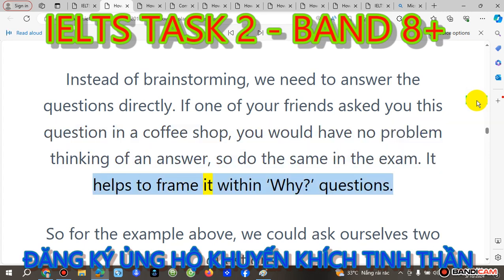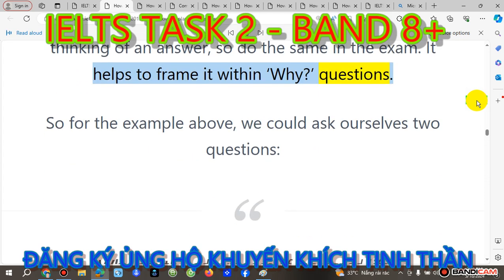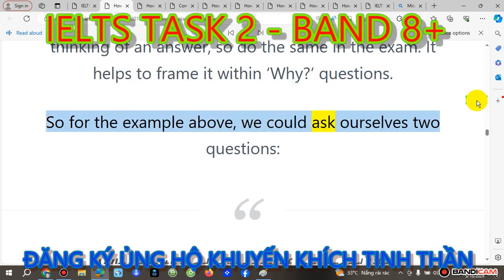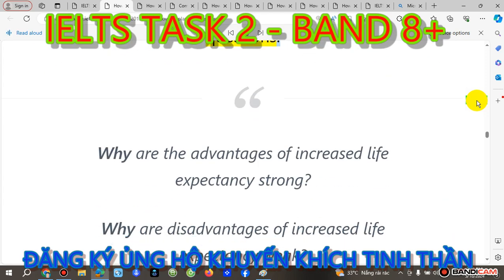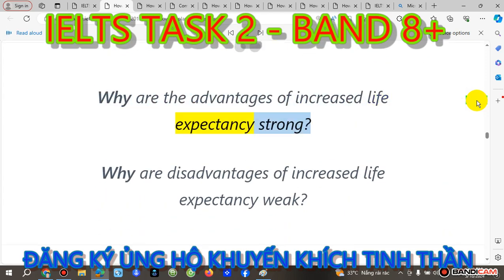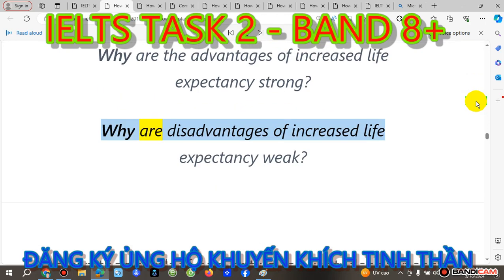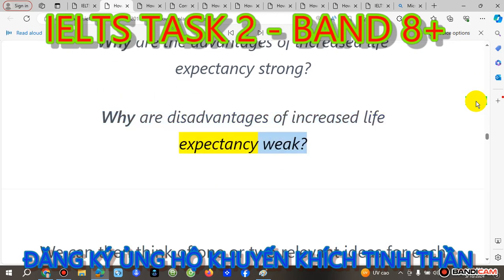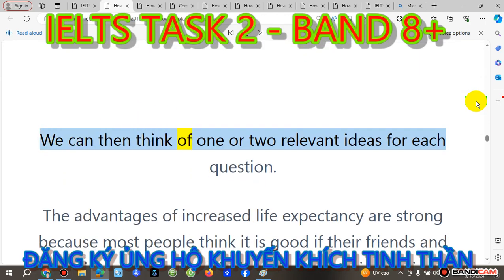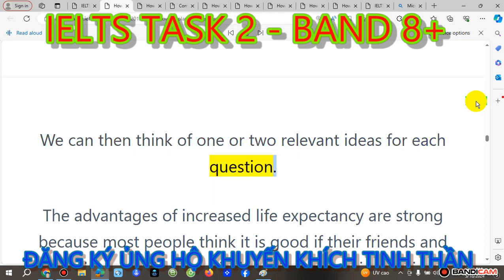It helps to frame it within why questions. So for the example above, we could ask ourselves 2 questions. Why are the advantages of increased life expectancy strong? Why are disadvantages of increased life expectancy weak? We can then think of 1 or 2 relevant ideas for each question.